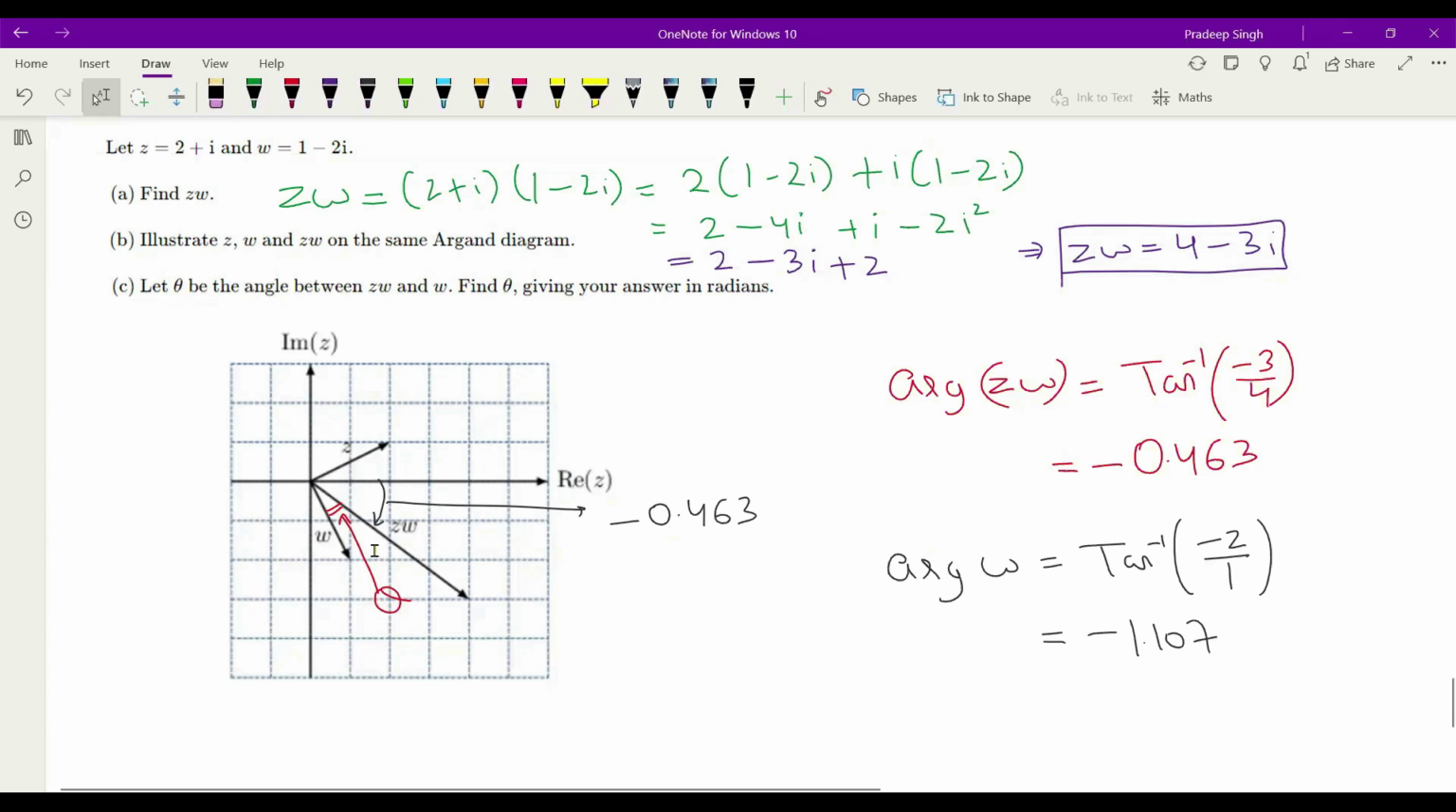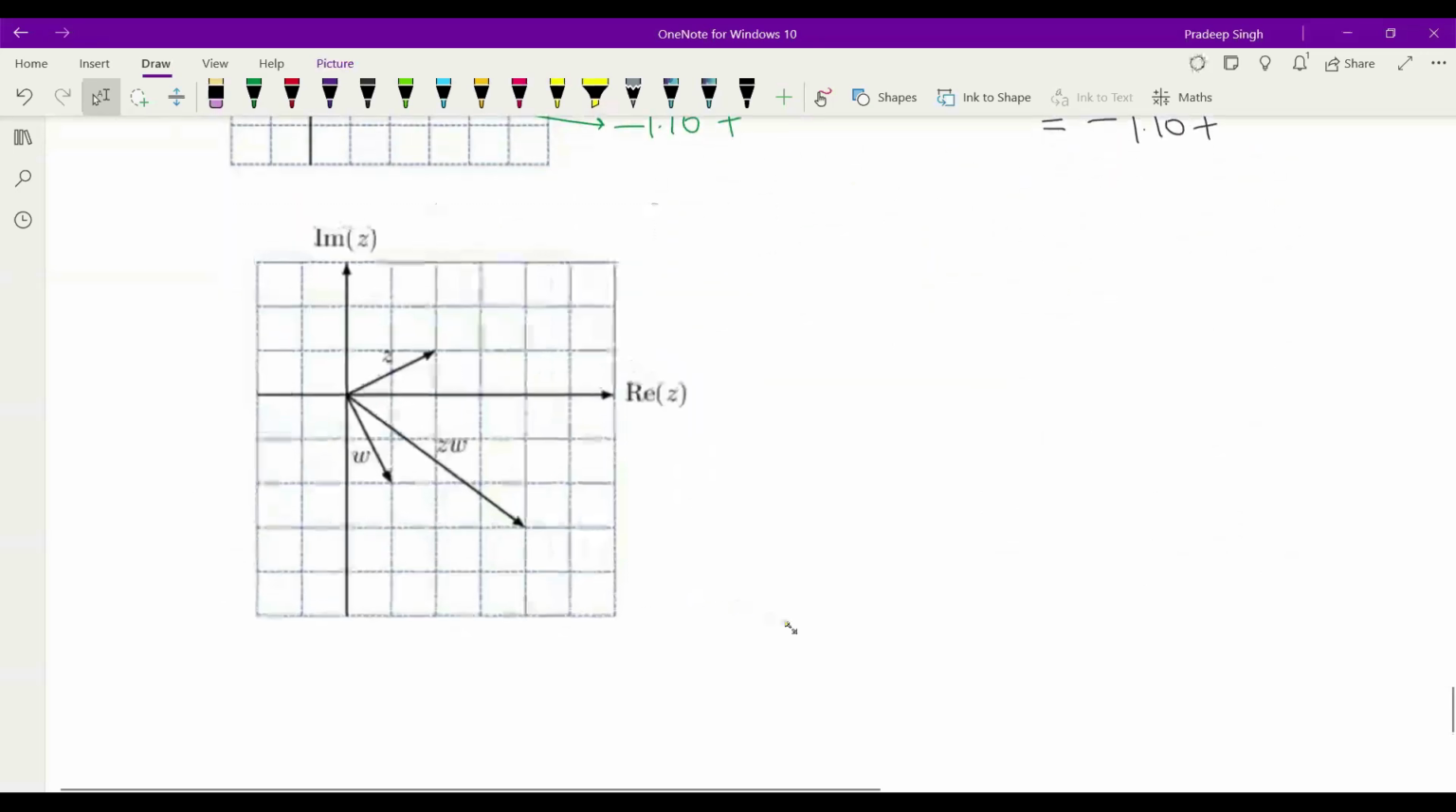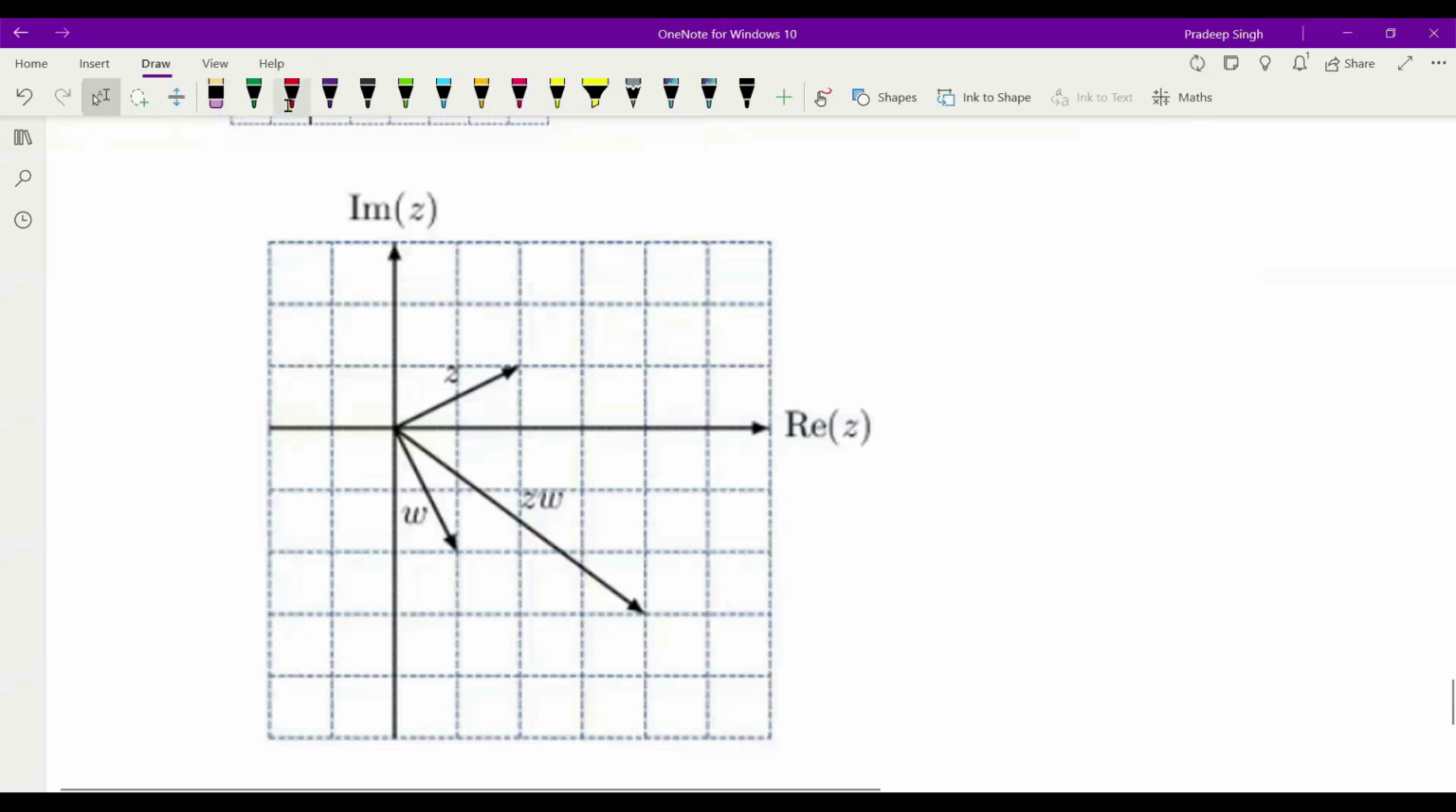Starting from the real axis, if we go towards w, watch carefully this green angle which I have made. This is the angle which we have just found out, minus 1.107. Now, let me just zoom this out for you to understand very carefully. What we have found are two angles: first is the argument of zw, and then the argument of w. The angle which we need to find is this.